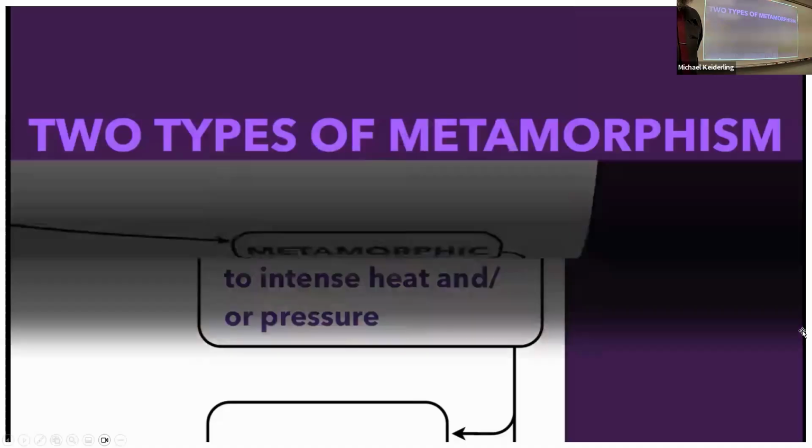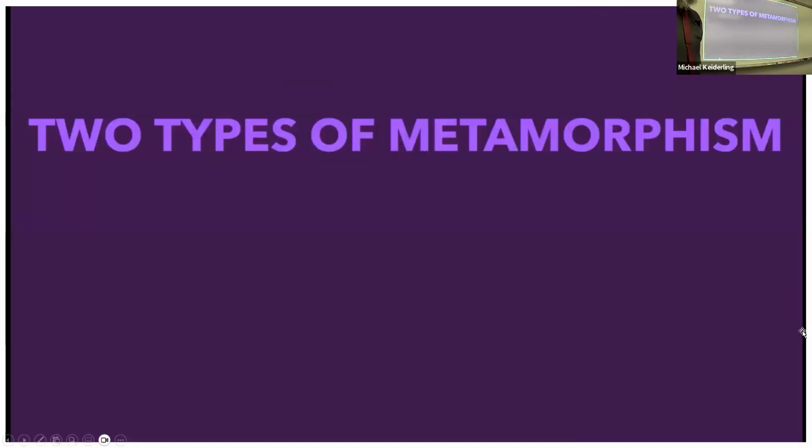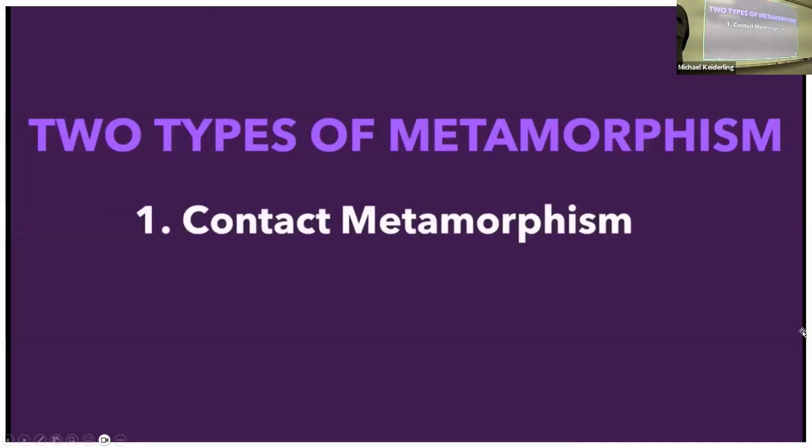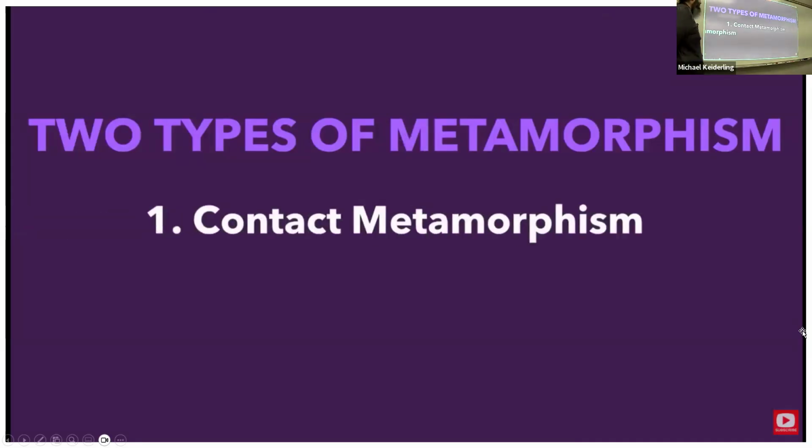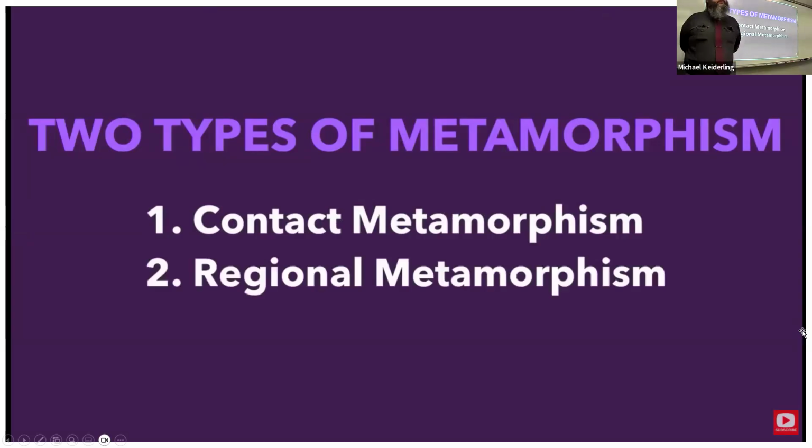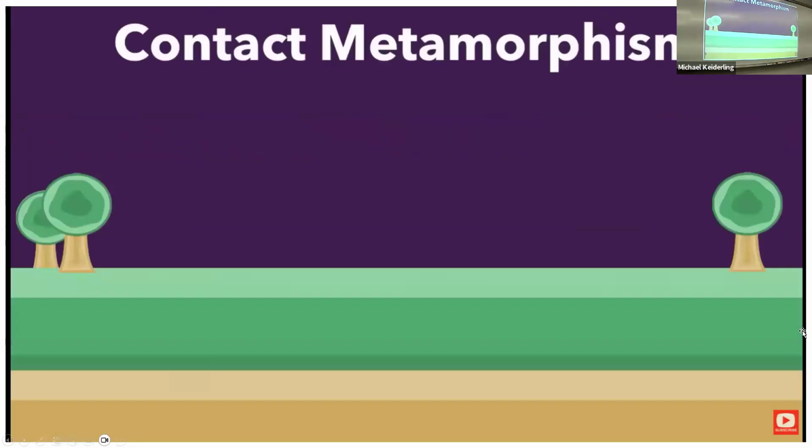So there are two types of metamorphism that occur in nature. The first type is called contact metamorphism, and the second is called regional metamorphism. So let's talk a little bit about the difference between these two. Now, imagine you have the surface of the earth here, and you can see some trees, and these colors here, these are layers of rock underground. And so I'm going to show you how contact metamorphism works. The reason it's called contact is because it involves existing rocks coming into contact with really intense heat, which is generally provided by lava or magma.